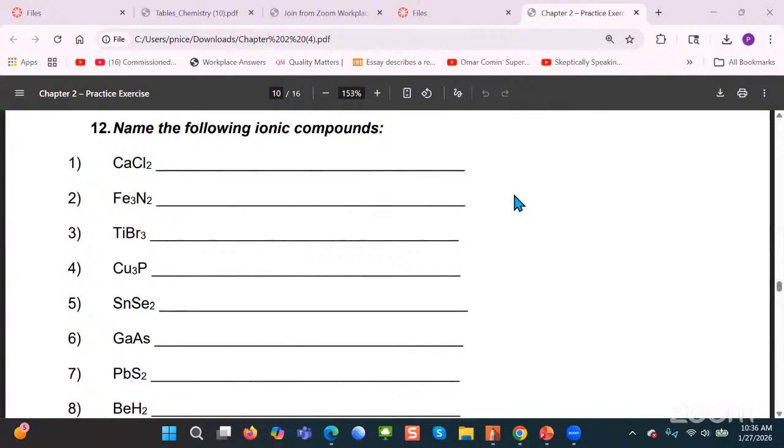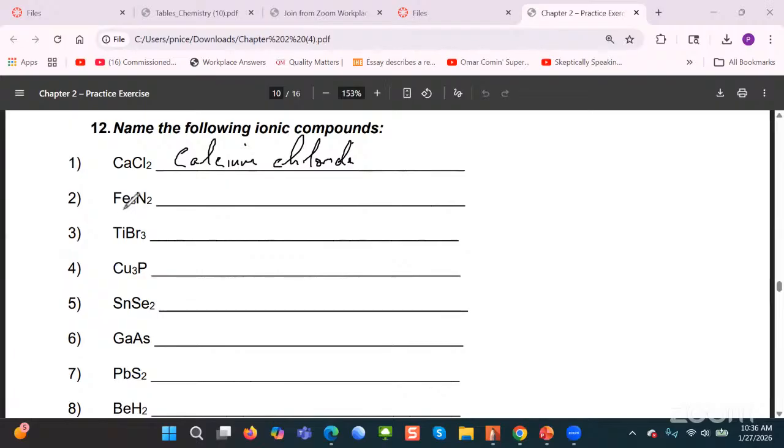Again, you have to consult the table. Yes, somebody says the right answer here. Calcium chloride is indeed the answer. So the name of this compound here is calcium chloride. Remember, you have to consult the table, right? The table gives you the names of the different ions. So the name of this compound is calcium chloride. All right? What about the next one?